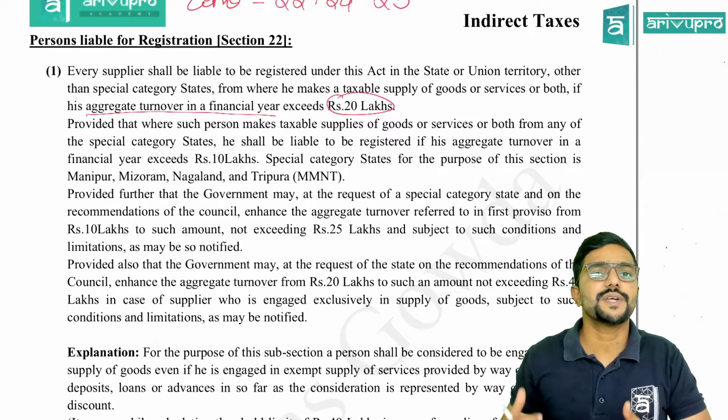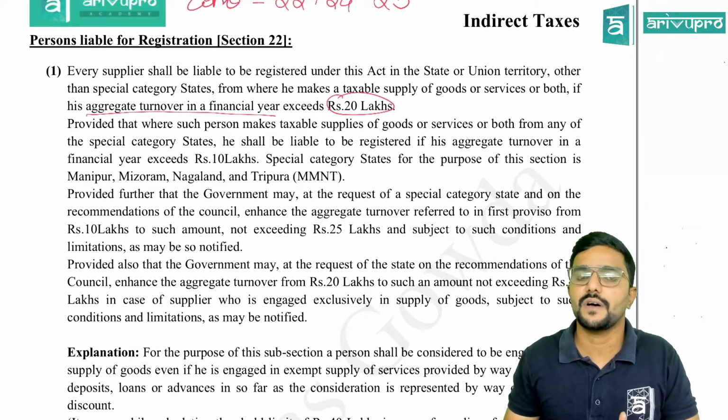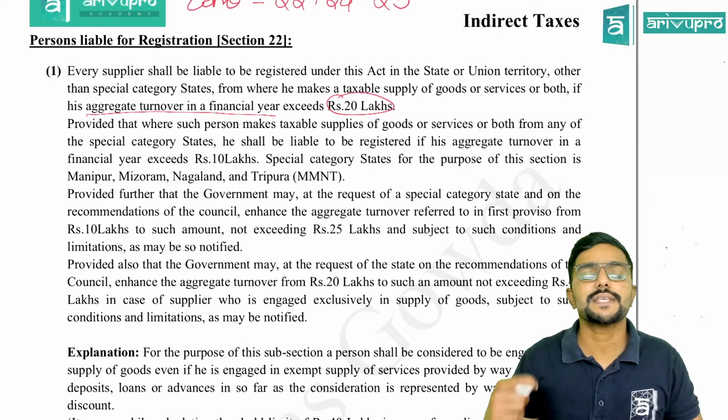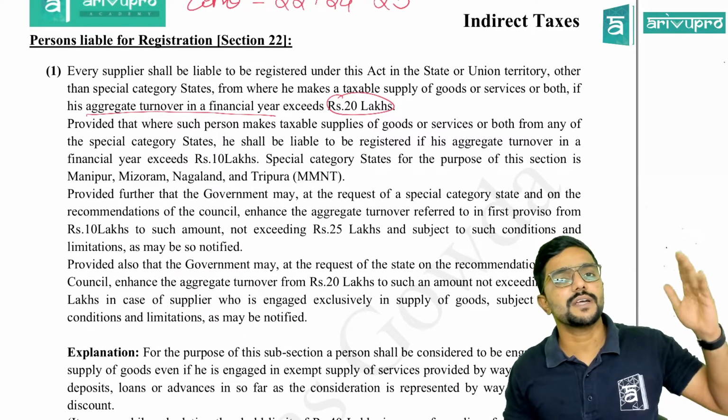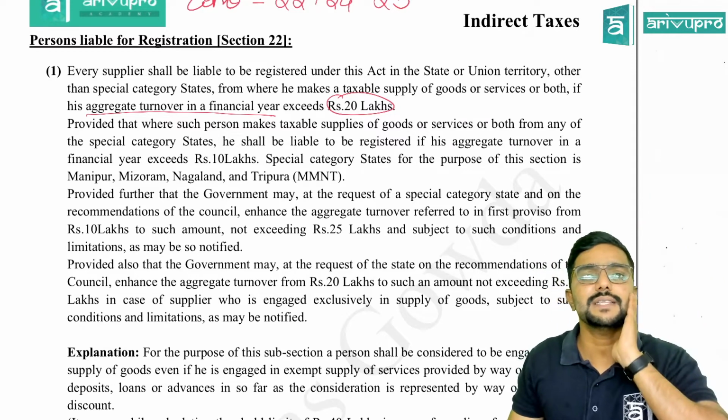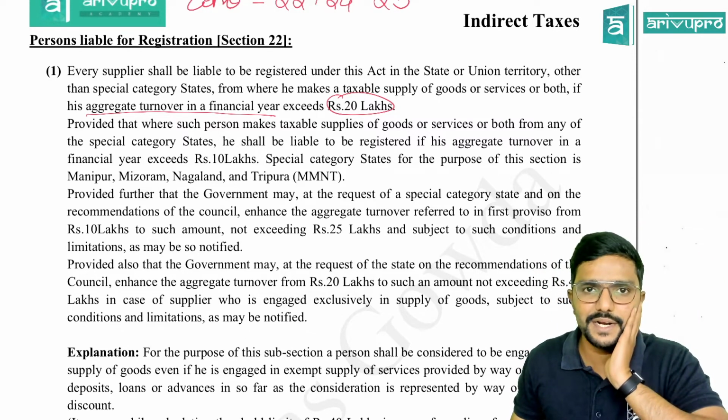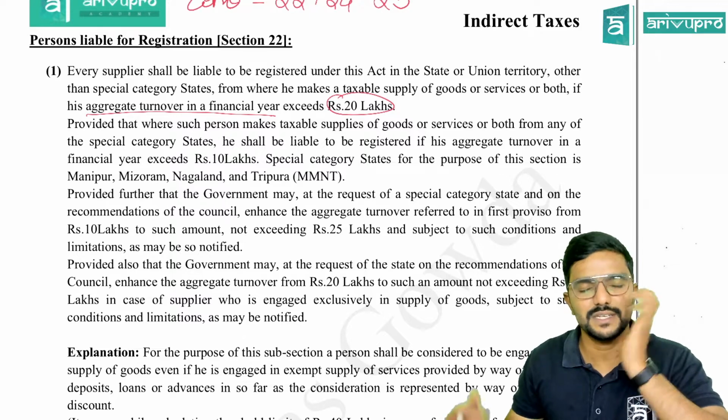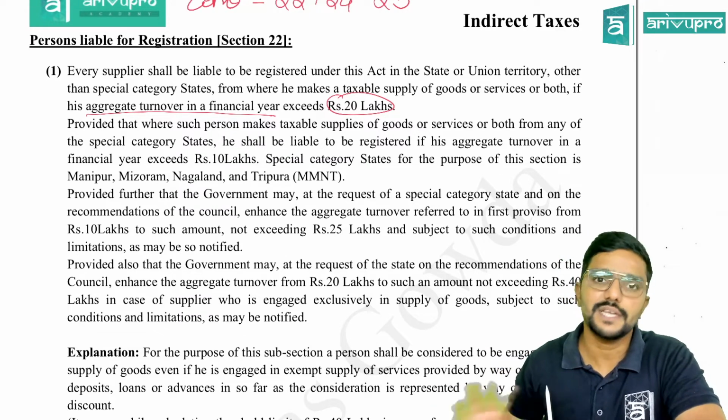So they're telling that a person supposed to get registered under GST, that is the supplier. The supplier has to get registered under GST in a state or union territory if his aggregate turnover during the year exceeds 20 lakh. Sir, my aggregate turnover on 15th March exceeded 20 lakh. Should I get registered within 30 days? There is some time limit and all. Should I get registered? Yes, you have to get registered.